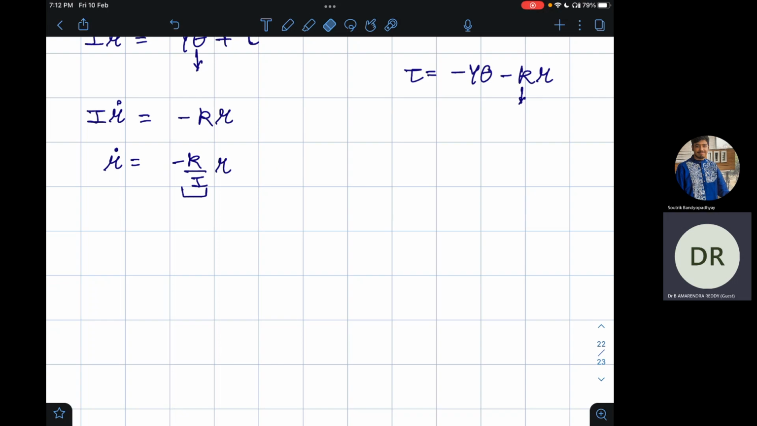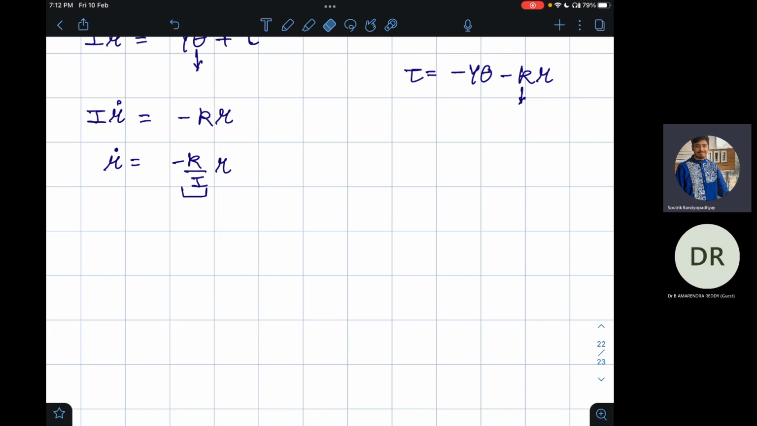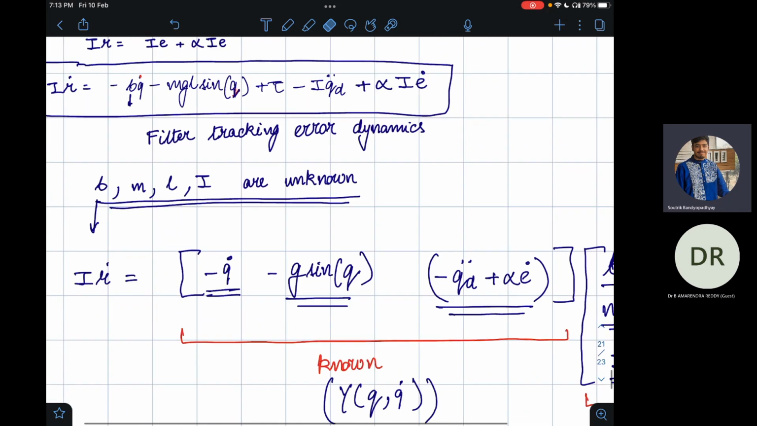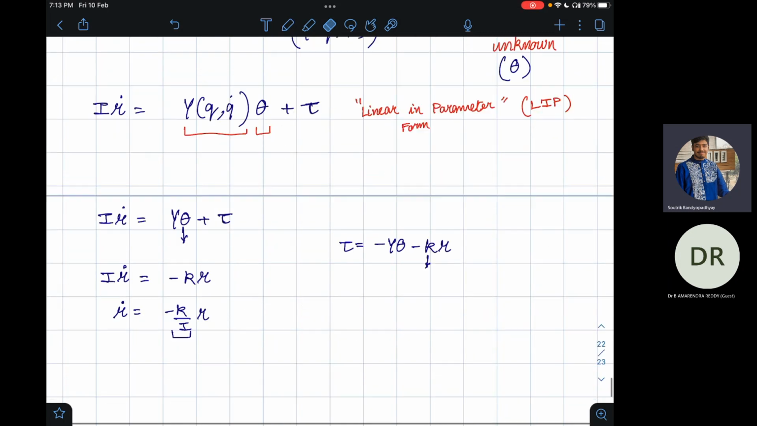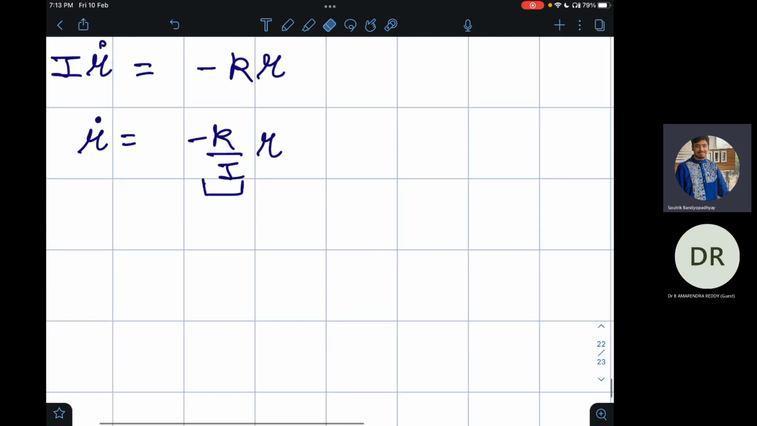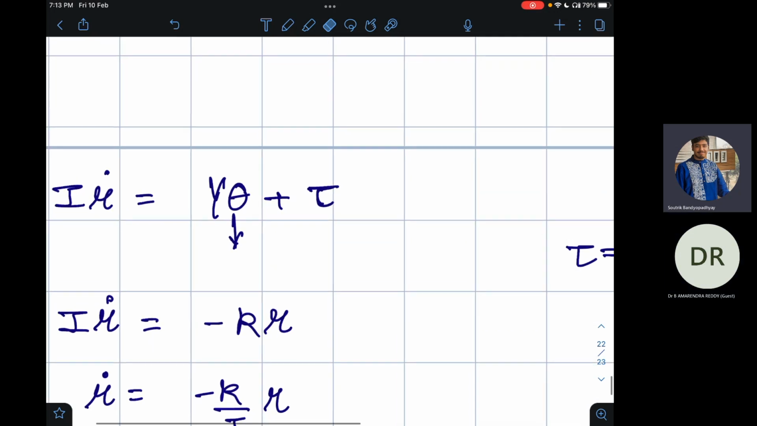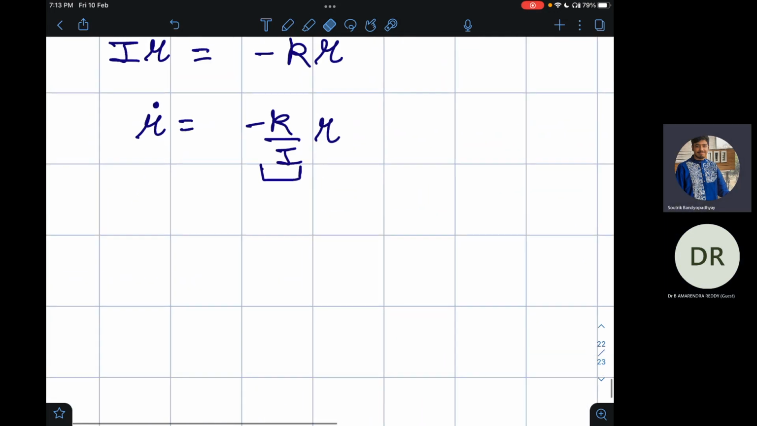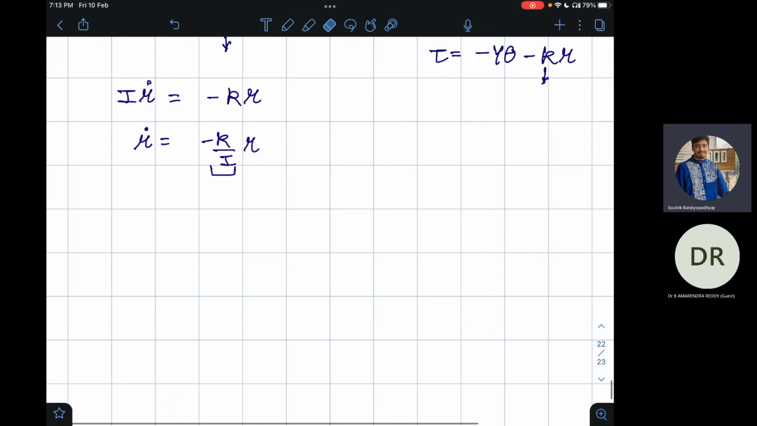It is only a function of first order, so we can take only one constant of r. Yes, that's why we have considered this filtered tracking error. Otherwise, we would have to consider two components, one involving e dot and one involving e, which we had done earlier. So here we have considered I r dot is equal to minus k r. Is that okay?